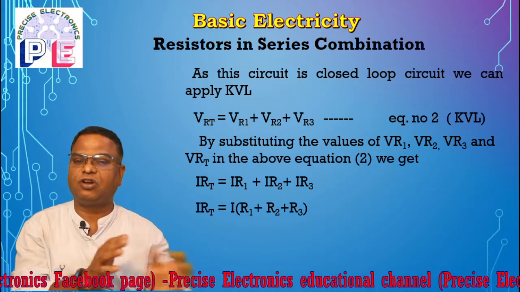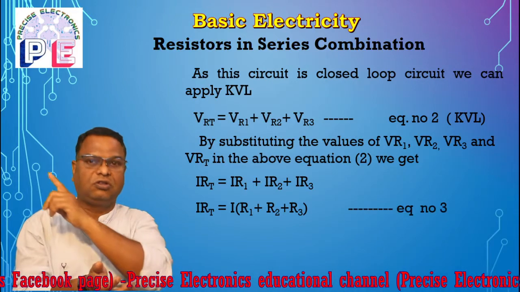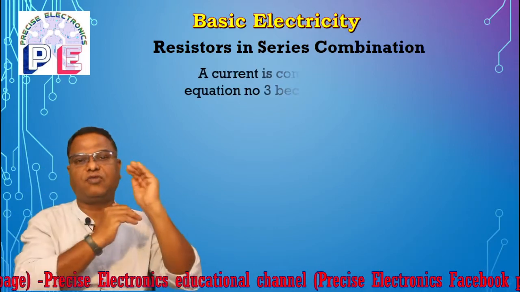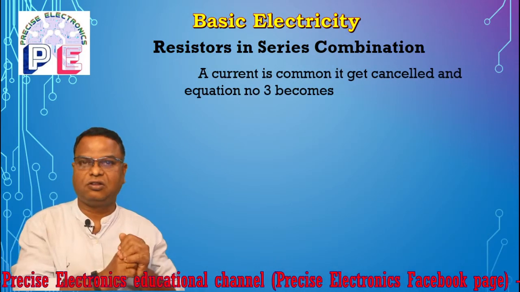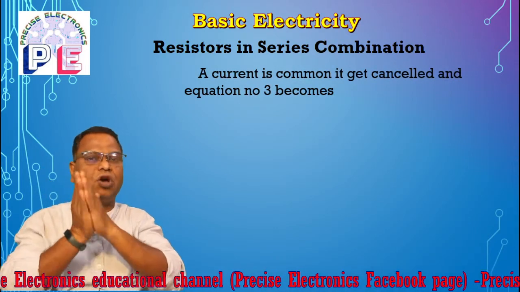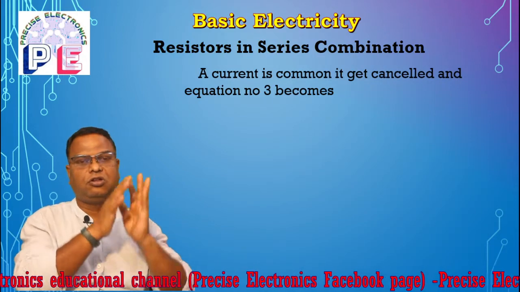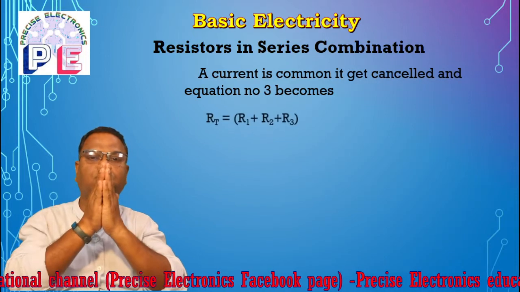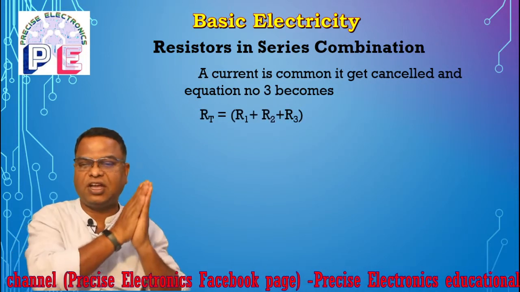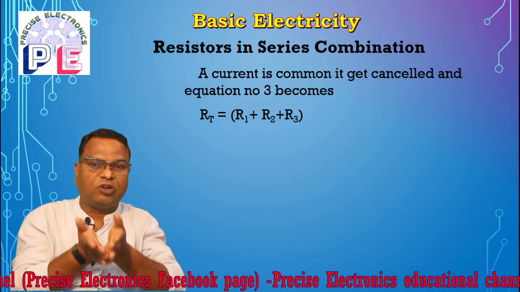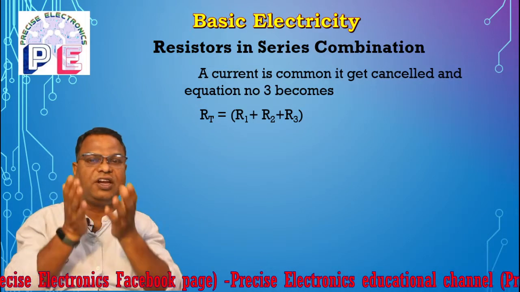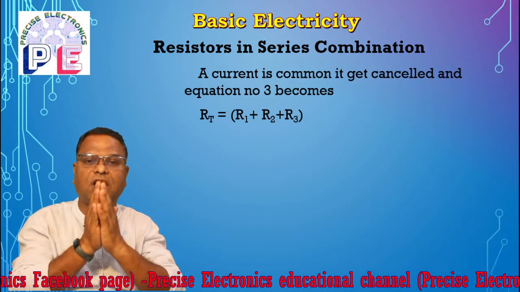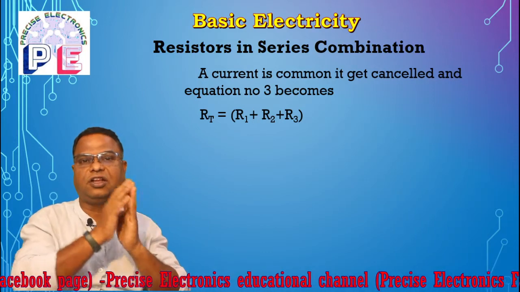As I is constant, the current is common and flows through all the resistors. That means the current flowing through R1 and the current flowing through R3 is the same current. The same amount of current passes through R1, R2, R3 respectively. So that I gets cancelled. So RT is equal to R1 plus R2 plus R3. So what is the total resistance of this combination? That is RT. The total resistance is the summation of R1, R2 and R3. That is the series combination.